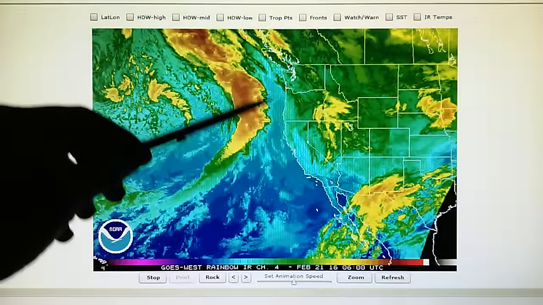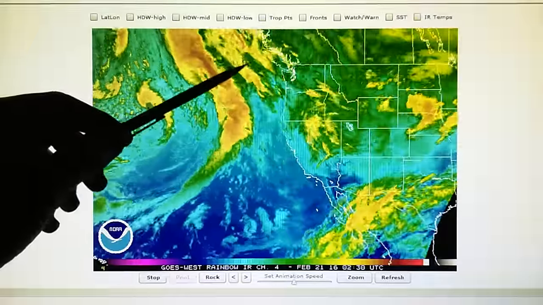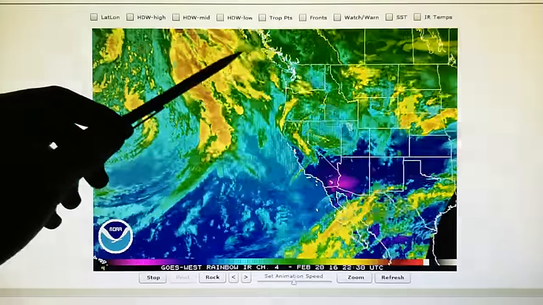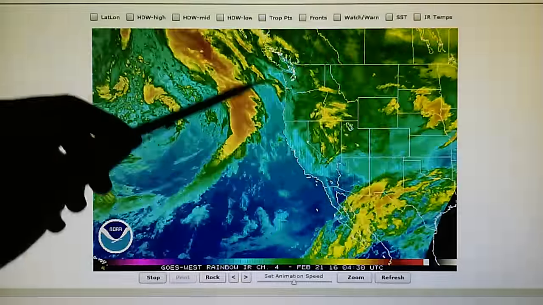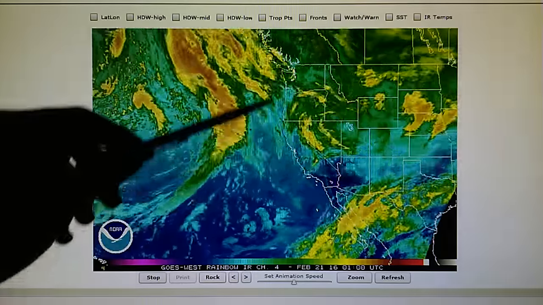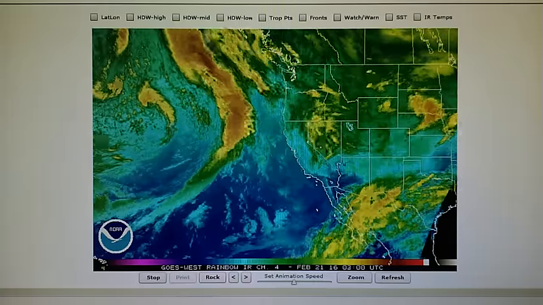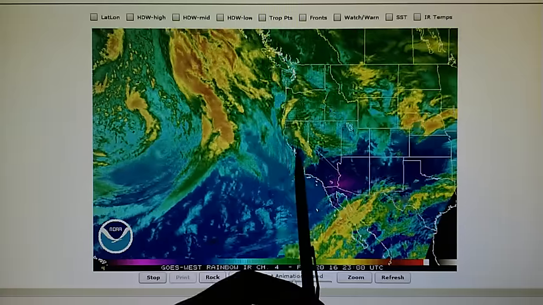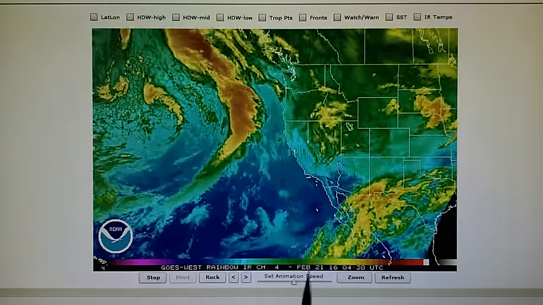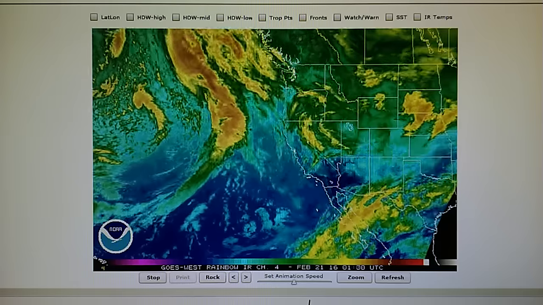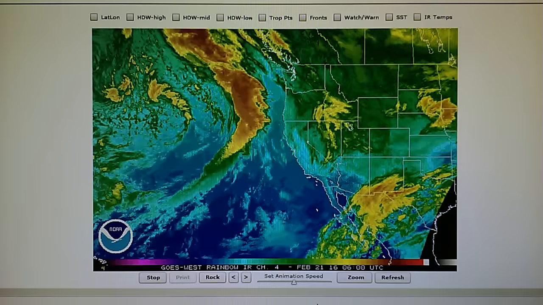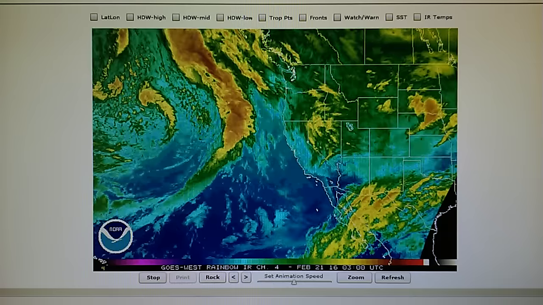This is all being cleared out. We can see what's happening here. All of this water vapor is just moving out of the way because there's so much high pressure being forced into place right here. Got a lot of clockwise rotation. Look at this right here. Everything is just being cleared out.